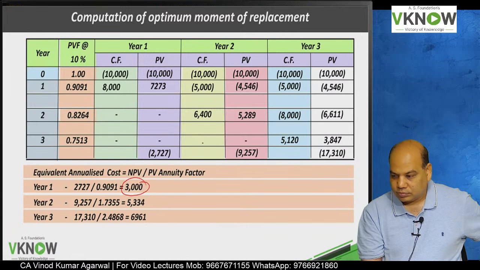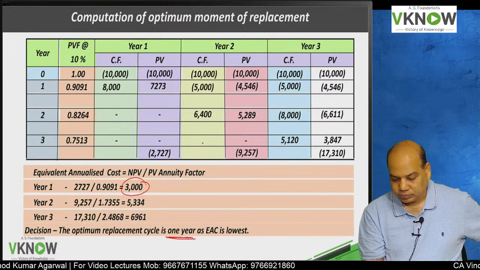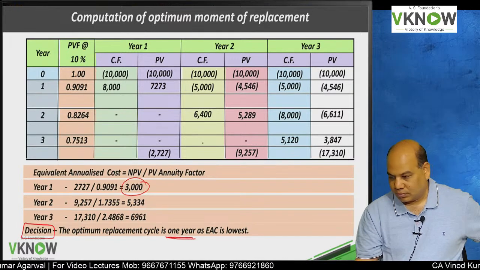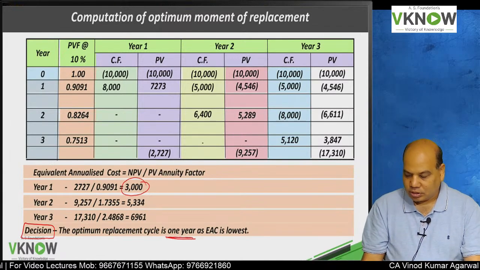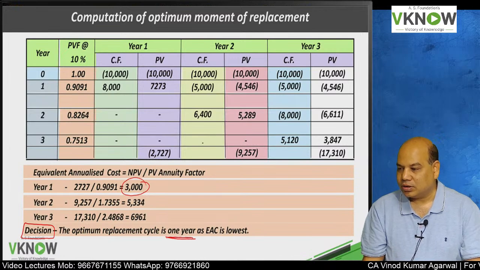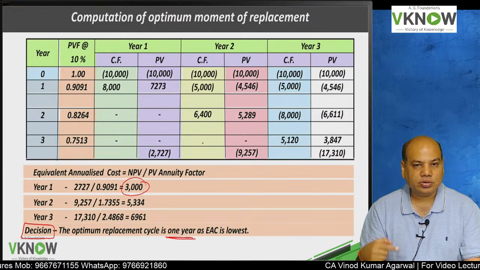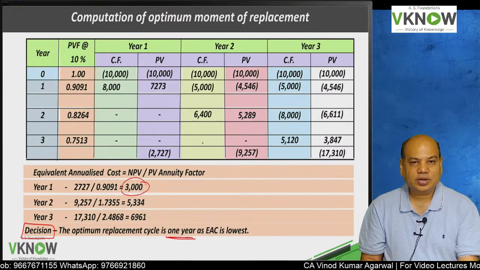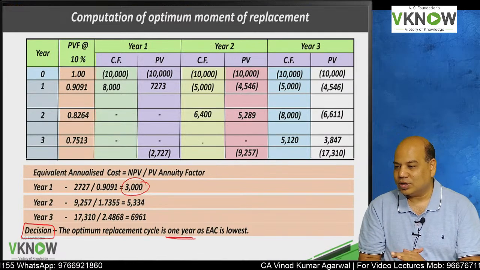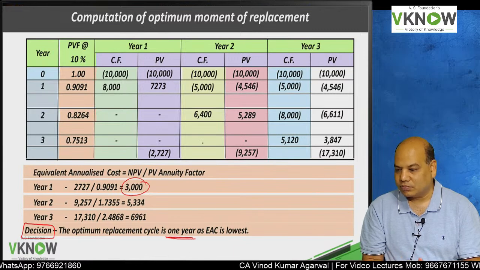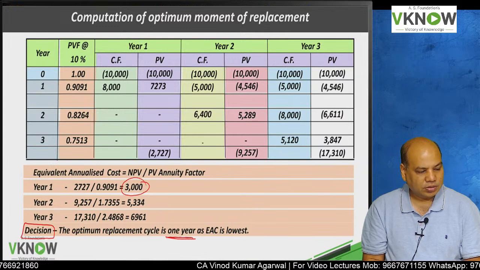3000 is the lowest. So my optimum replacement timing will be year 1. Write down the decision. The optimum replacement cycle is 1 year. That means the company should keep on changing the moped every year on a pure numerical, pure financial basis, as the EAC is lowest.